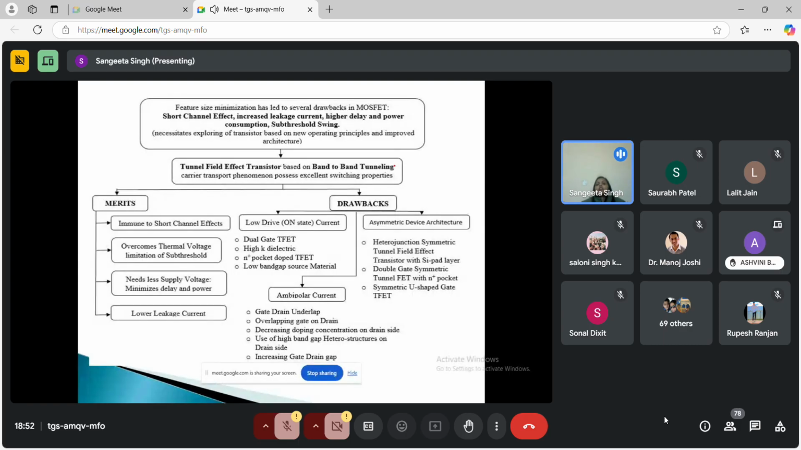So there are three major drawbacks of TFET, and if you are working on TFET, you just start with these. If you want to reduce the ambipolar current, these are the approaches. If you want to increase the ion current, these four are the established approaches. If you want to work on the asymmetric issue, these three are the established approaches. This is very finely represented in the PhD thesis of this scholar.